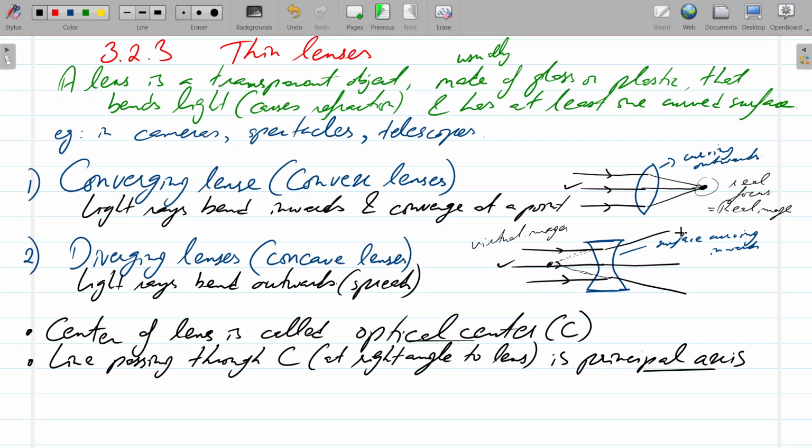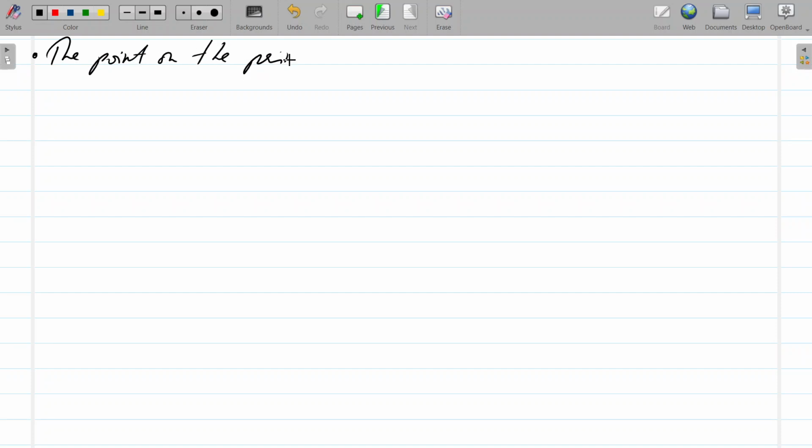Then you have something called the principal focus. Let me go to the next page. It is the point on the principal axis to which parallel light rays either converge or appear to diverge from.